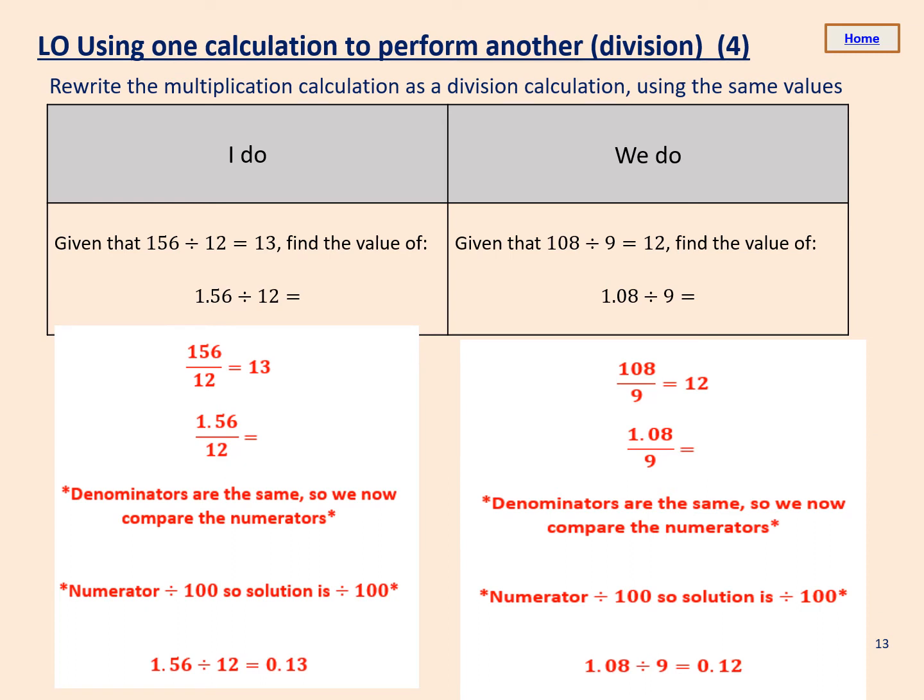So you should have written the 108 over the 9. So the numerator is 108, the denominator is 9, equals 12. And then we put the 1.08 over the same denominator, 9. The denominators are now both the same, so we can compare the numerators. Well, the numerator's been divided by 100, so the solution is divided by 100. So 1.08 divided by 9 equals 0.12.